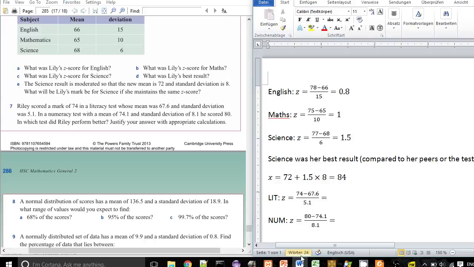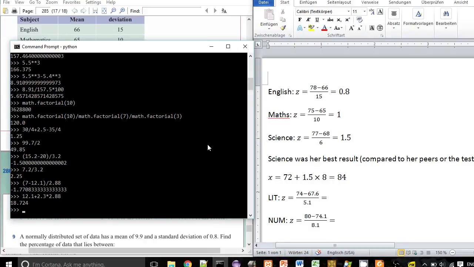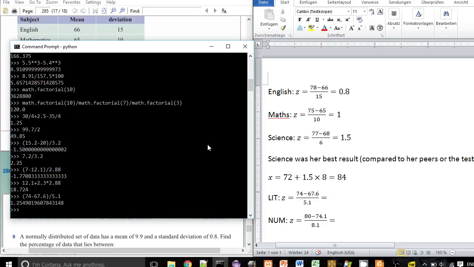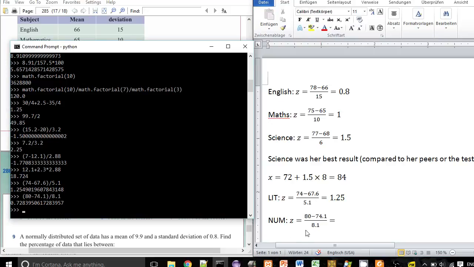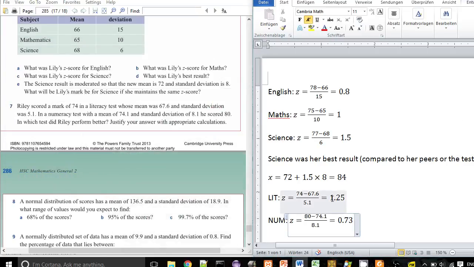Okay, and numeracy. Alright, calculator. 74 minus 67.6. Okay, 1.25 will do. Okay, 80 minus 74.1. Okay, 0.73. Why did it do that? I want it in the formula. Okay. Alright, so the better mark was in literacy compared to the average or whatever.